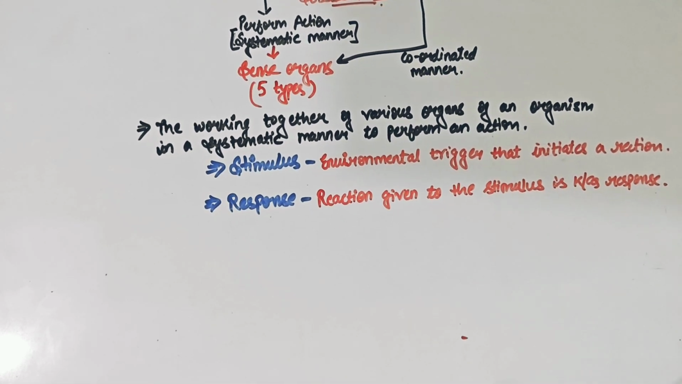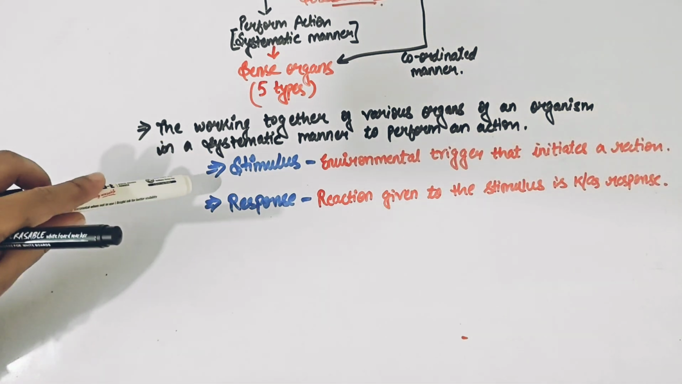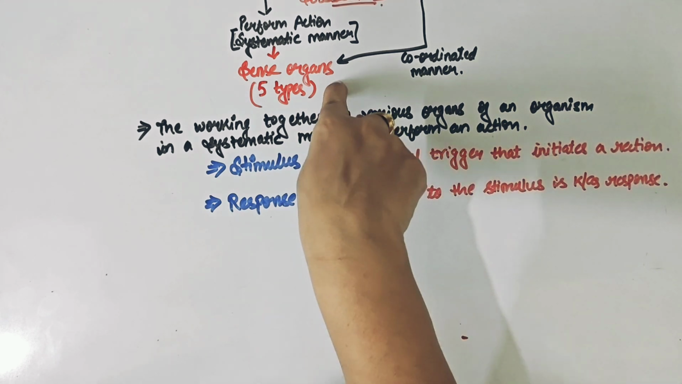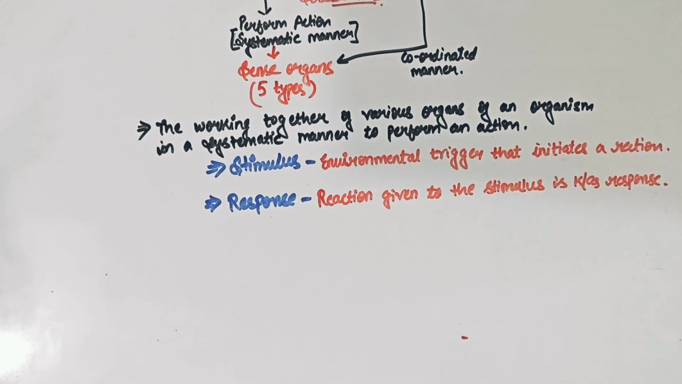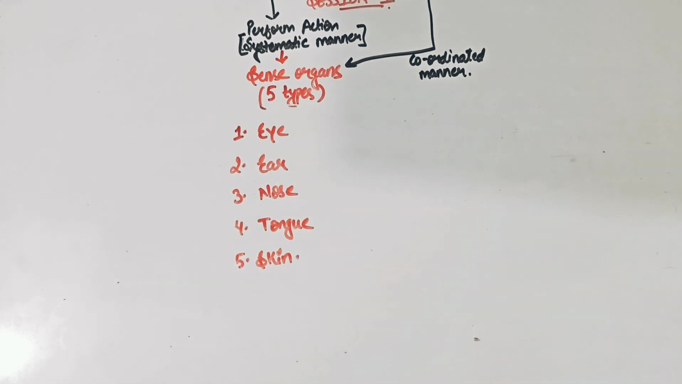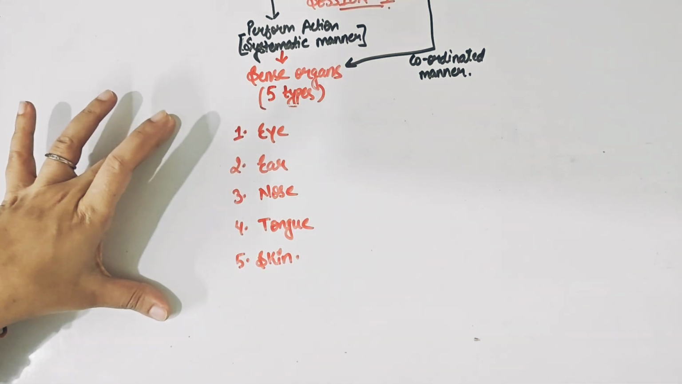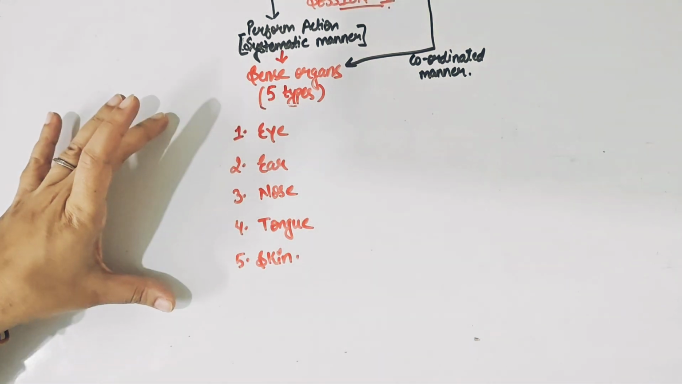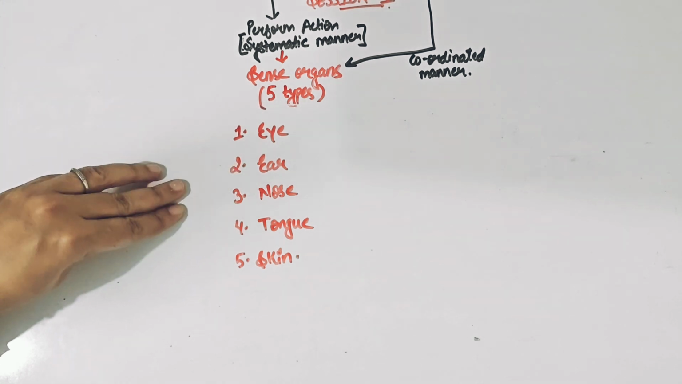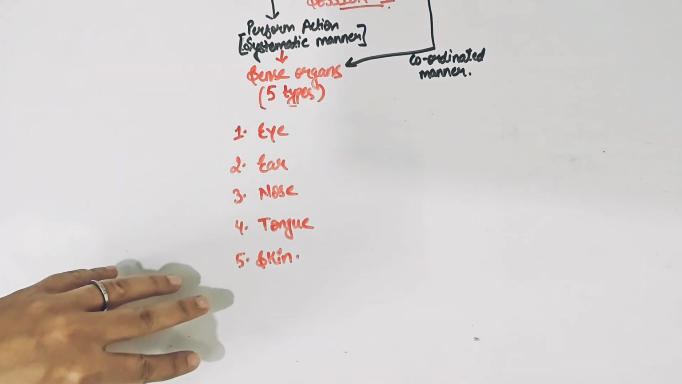Since we talked about sense organs, the stimulus and the responses, let us now see what the different sense organs present in the human body are. Let's quickly check that part. Pay attention to this part now. This is very important and a possible 1 mark question. In the human body, we have 5 different types of sense organs: eye, ears, nose, tongue, and skin.